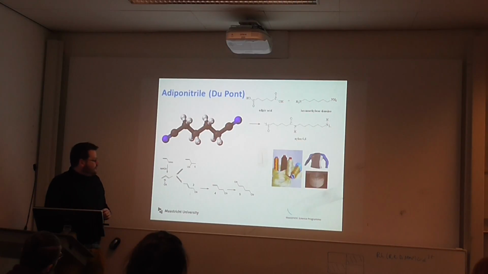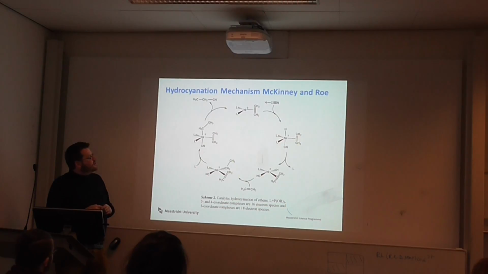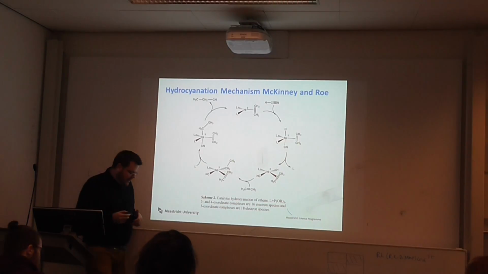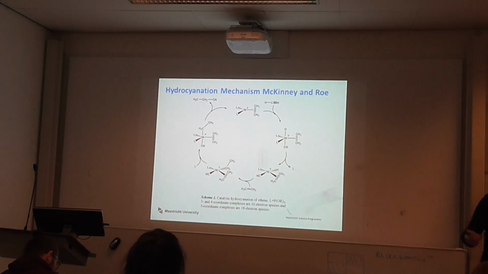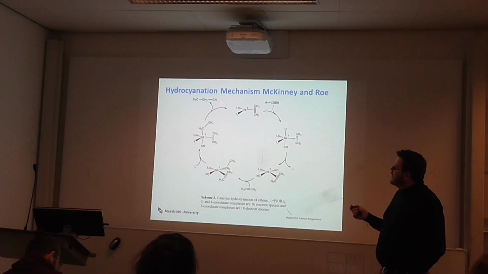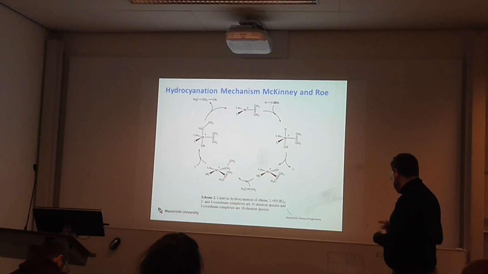Now, this is a very interesting reaction. Of course, you start off with butadiene, which has got 2 C=C double bonds. So you've got to do this so-called hydrocyanation reaction twice over the C=C double bonds. Now, this is the catalyst cycle of the process from these two guys, McKinney and Rowe, who both worked at DuPont. It's catalyzed effectively by a nickel zero precursor, and L in this case are so-called phosphite ligands.